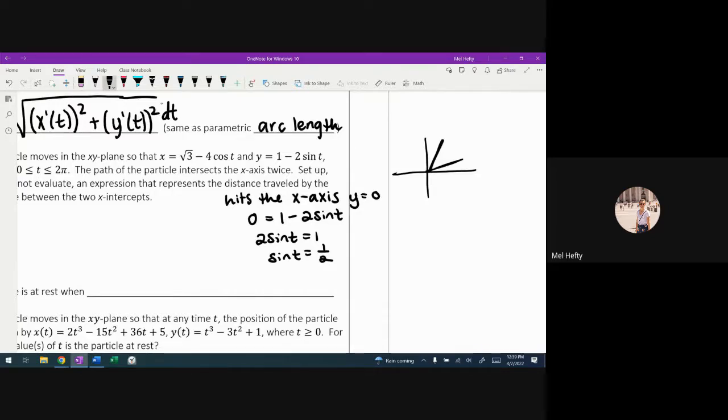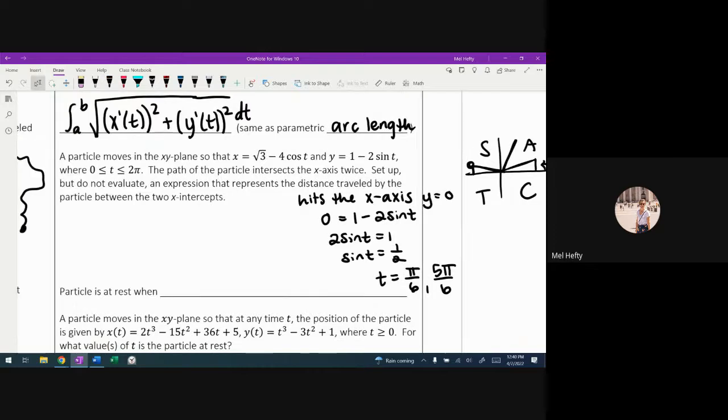I would agree with those saying that pi over 6 is one of them. This is the short side, so that's the 1/2 versus the square root of 3 over 2. In what other quadrant is sine positive? The second one, because all students take calculus. What is this angle? 5 pi over 6. Nice. So those are going to be my bounds: pi over 6 to 5 pi over 6.